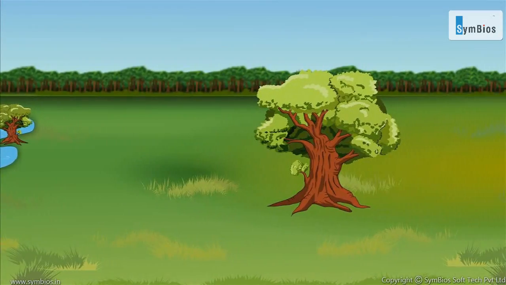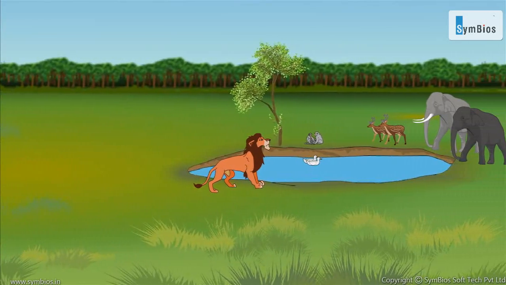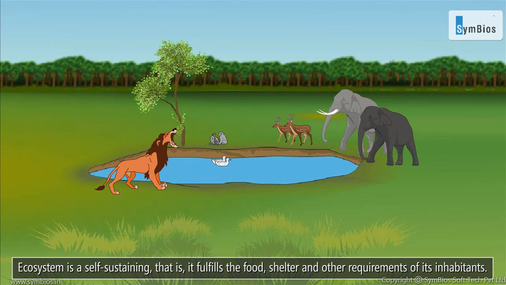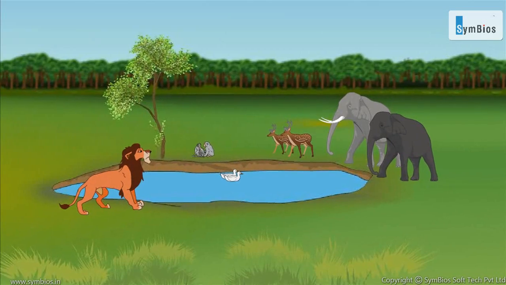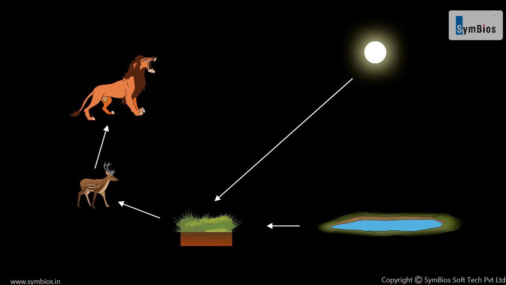Ecosystem. The biotic communities and their physical environment together form an ecosystem. An ecosystem is self-sustaining, that is, it fulfills the food, shelter and other requirements of its inhabitants. To fulfill their requirements, the organisms in an ecosystem interact with other living beings or with the non-living elements such as water, sunlight, soil, etc. Interaction is the main feature of the ecosystem.